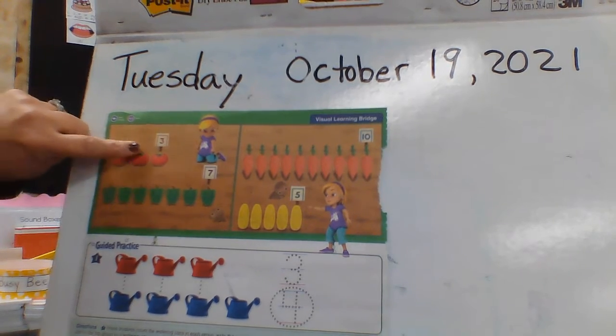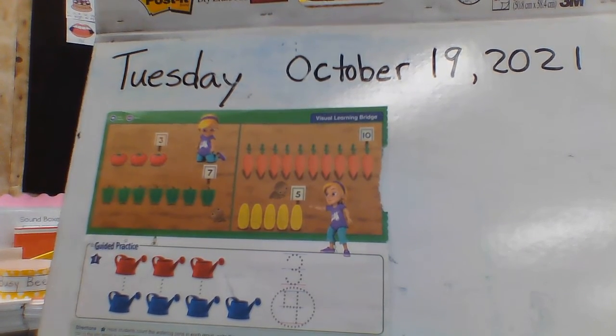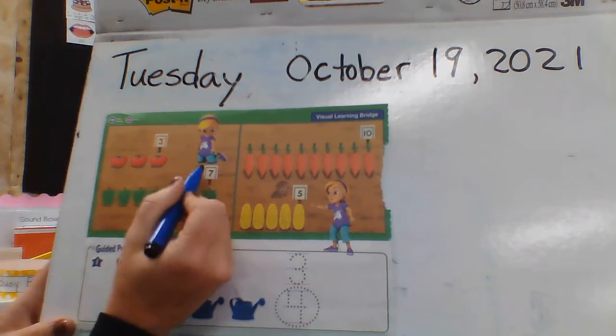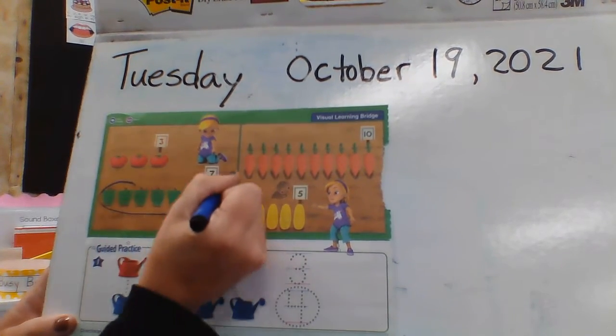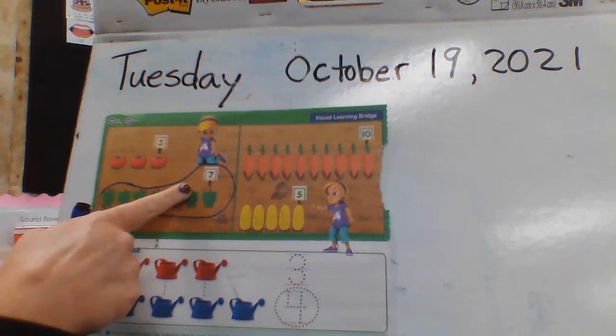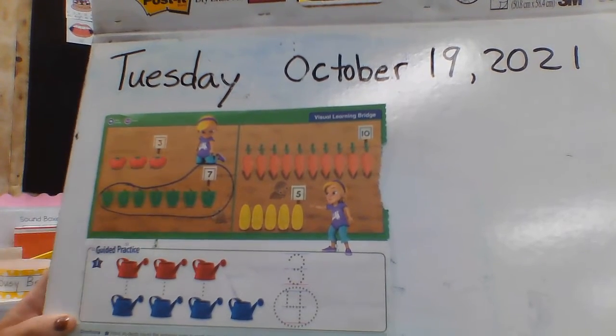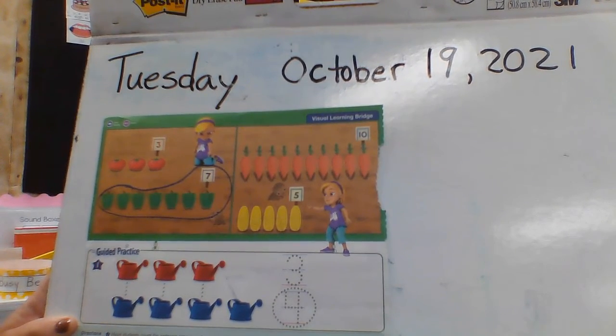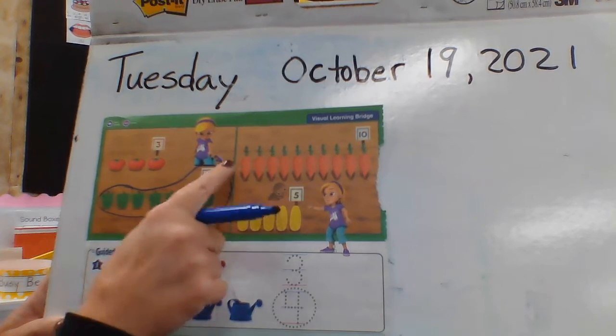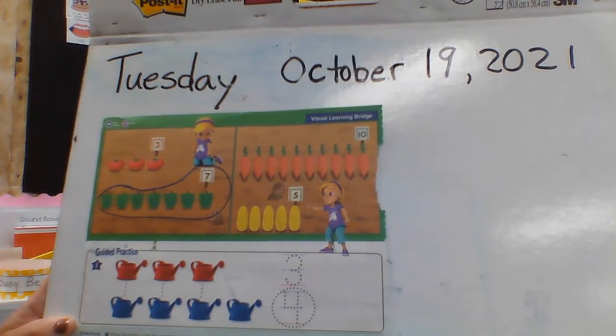Which group has more? If you said 7, you are right. 7 is more than 3. That means it has a bigger amount. Now let's look at our next side of the garden of Emily's.